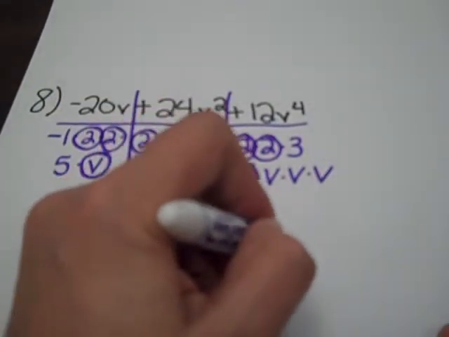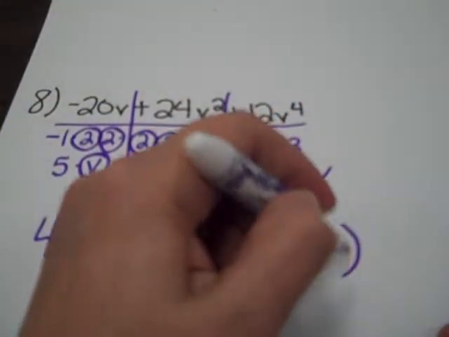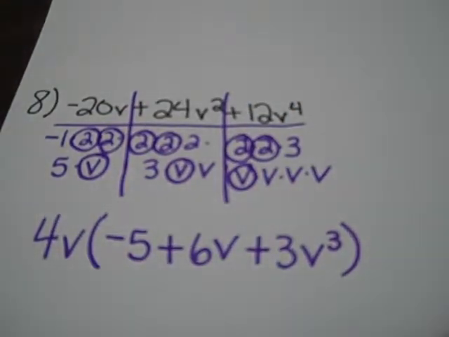3 times 3 more v's is 3v to the 3rd. And this one is factored.